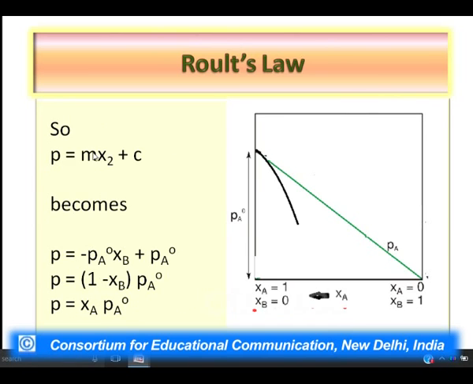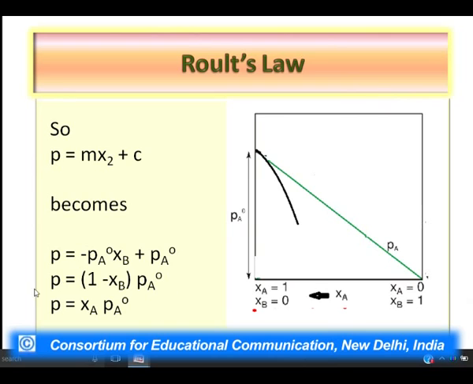Now, making use of these two values in the equation P equal to m xb plus C, instead of m we can put minus Pa naught, and instead of C we can put plus Pa naught. So, what we get is P equal to minus Pa naught xb plus Pa naught. So, we can take Pa naught common. It gives rise to P equal to 1 minus xb into Pa naught. So, therefore, 1 minus xb is equal to xa. So, therefore, P equal to xa Pa naught.